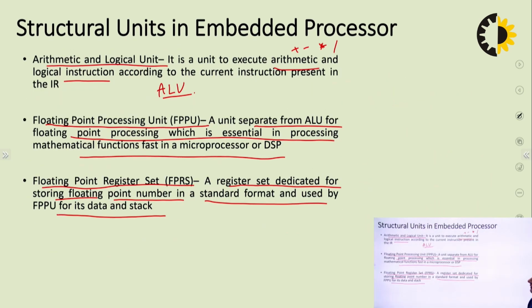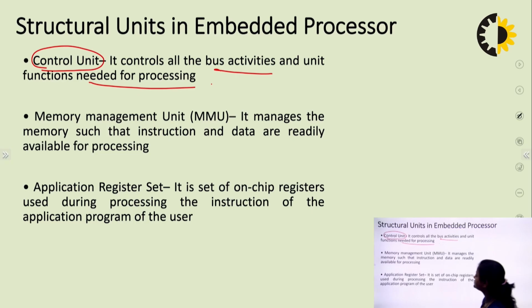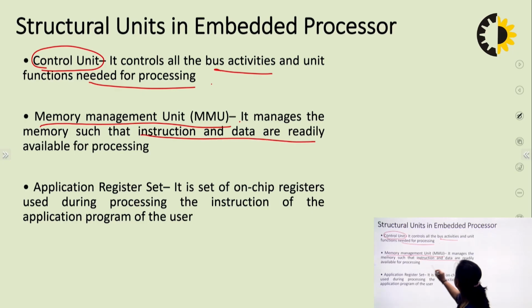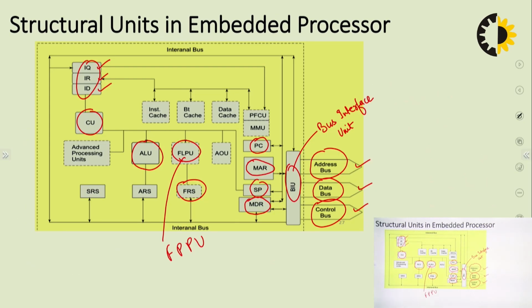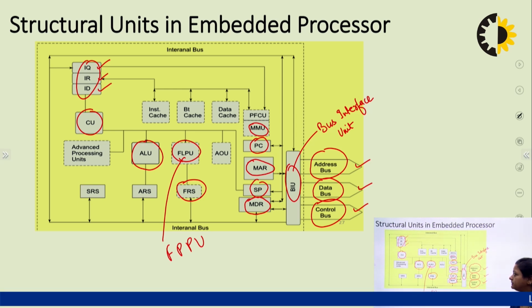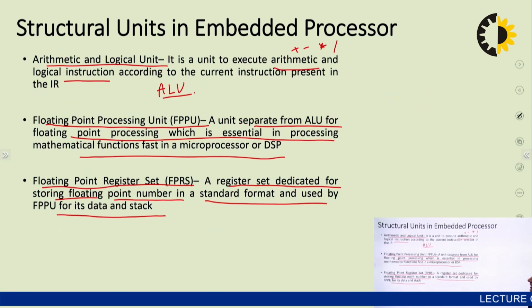After control unit, we have memory management unit, MMU. It manages the memory such that instructions and data are readily available for processing. Okay, so for memory management, there is another unit called MMU. This is the memory management unit, MMU, and you can see again it is in a dashed box because it may or may not be present in a processor. It will depend upon the type of processor. Okay, it is not the bare minimum requirement. So memory management unit is there.